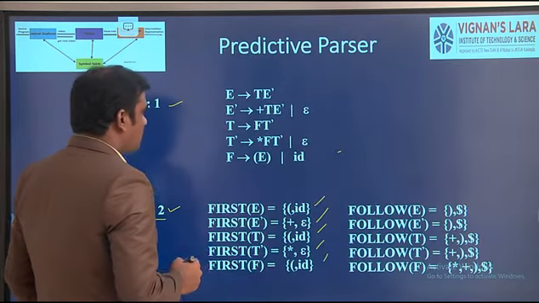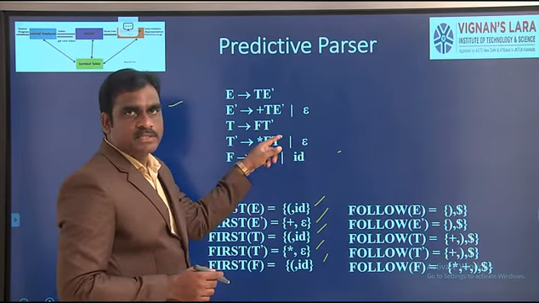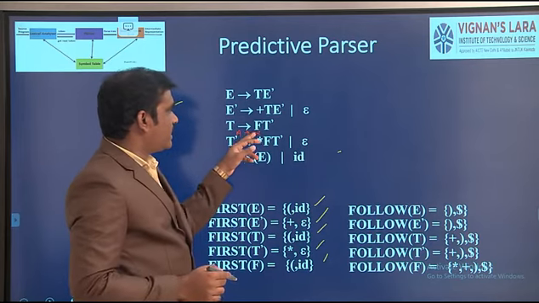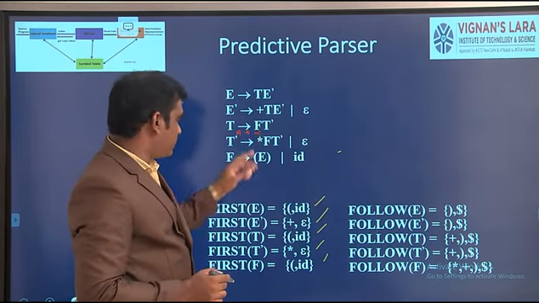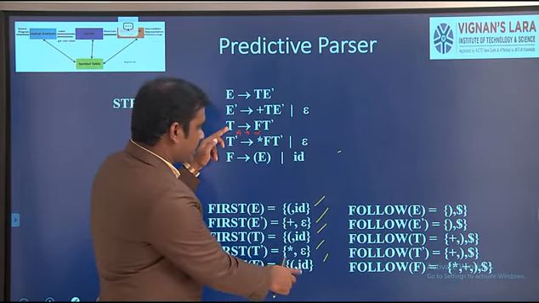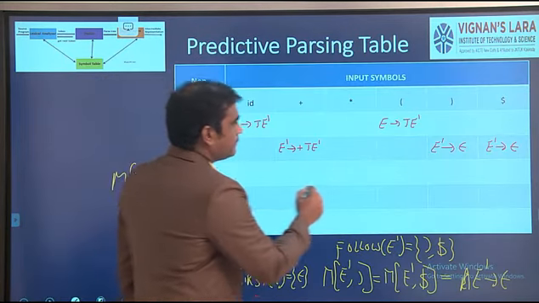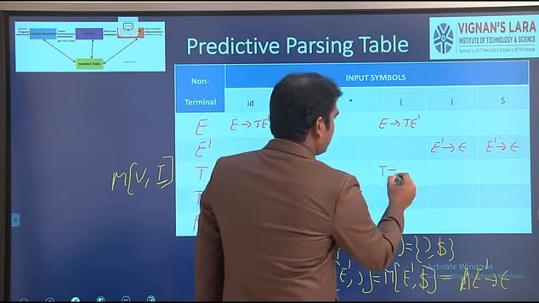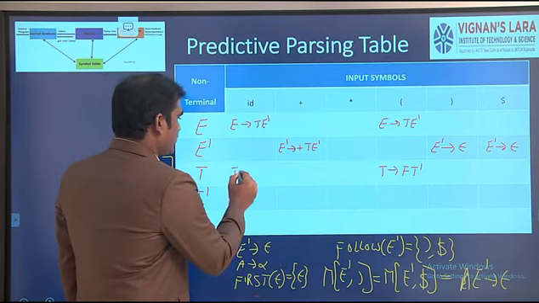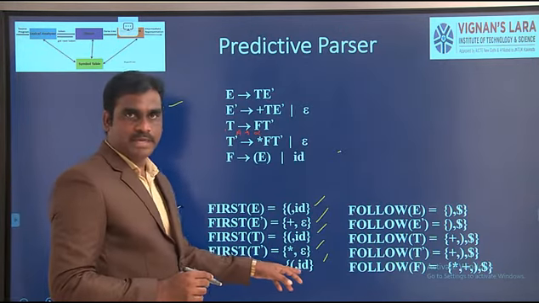In the same way, the same process is applied to the remaining productions also. What is the first one? T to FT dash. Now compared with A to alpha. What is alpha? F. First of F means open parenthesis and id. So what is the entry? T comma open parenthesis and T comma id are filled with T to FT dash, because in this case the first of alpha does not contain any epsilon symbol.